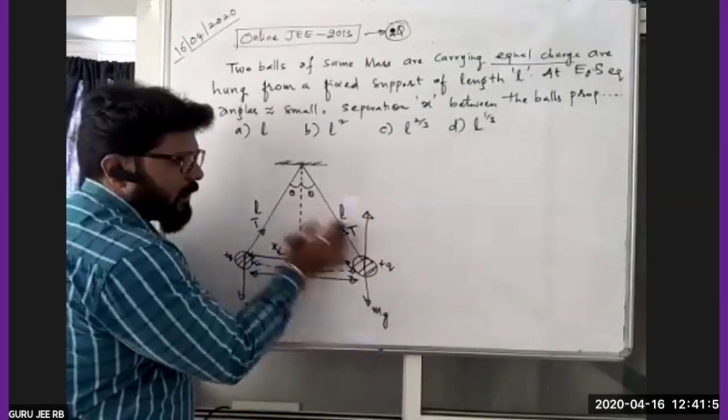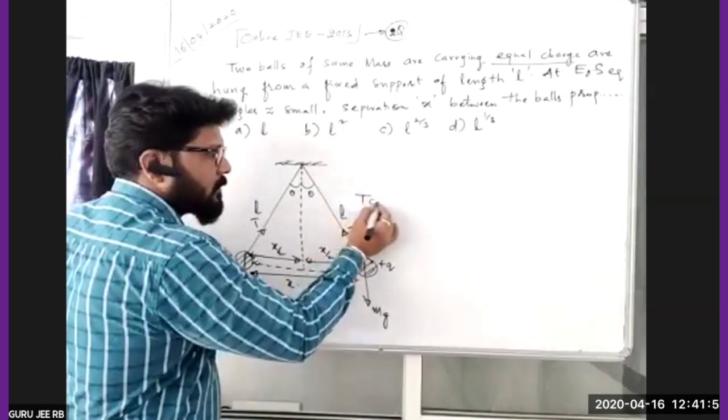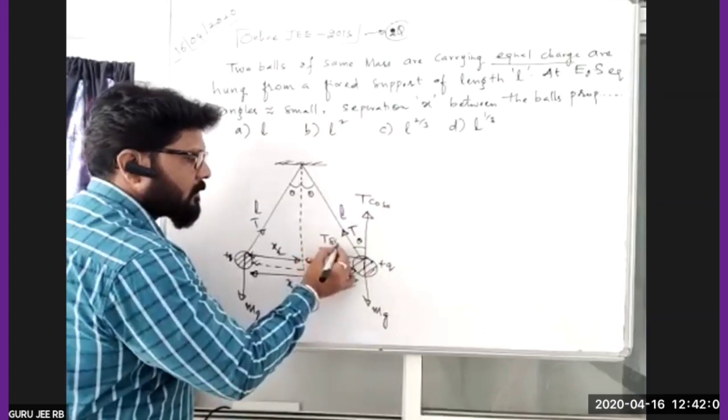Just draw a line. These are opposite angles. This is nothing but theta. So it can be resolved into two components. One is T cos theta. The other is T sin theta in this direction.